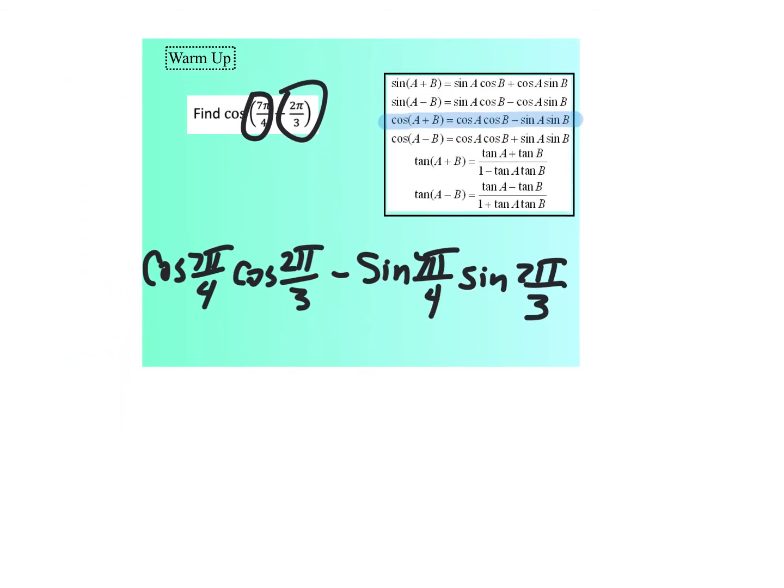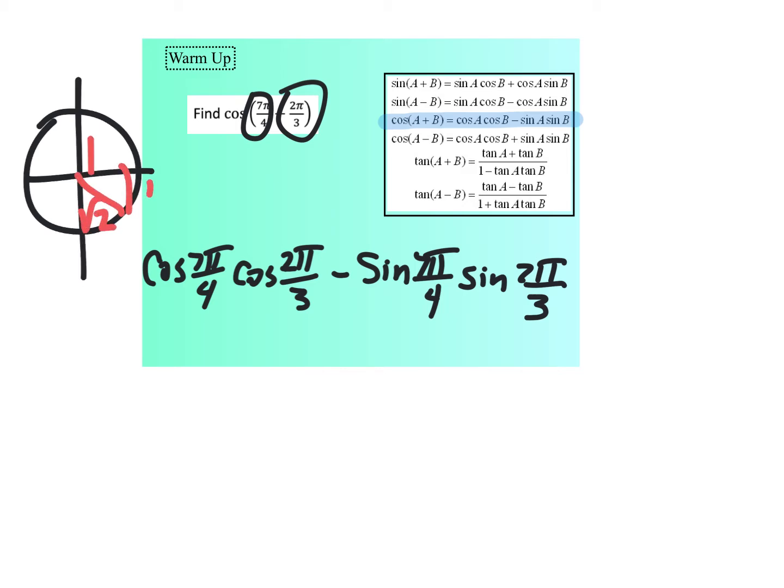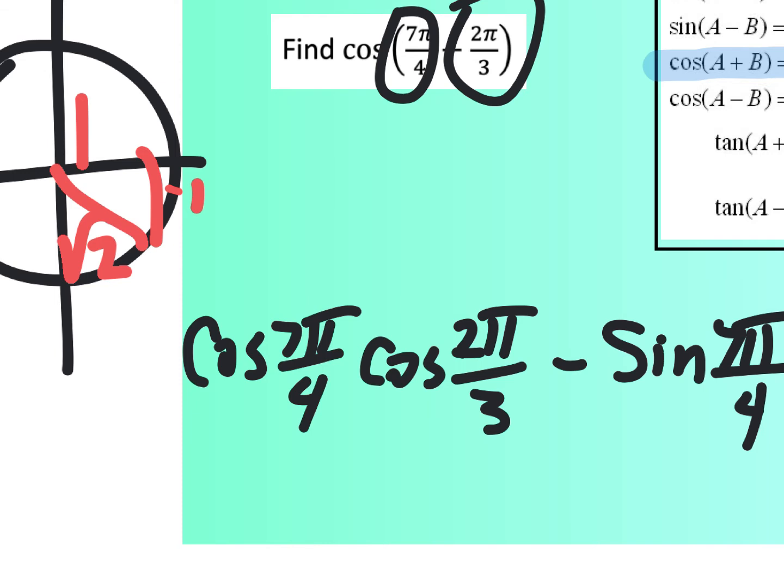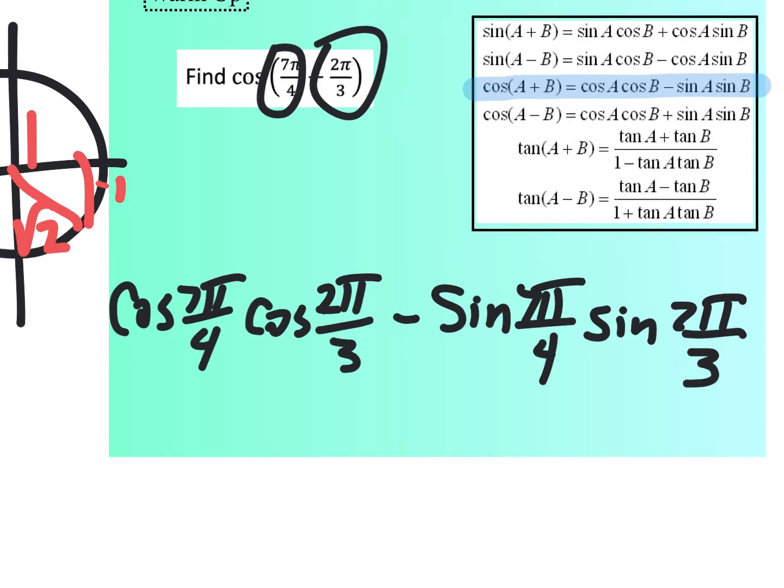So to do that, I'm going to put my 7 pi over 4 over here. And 7 pi over 4 would be right there. That is a 1, 1, root 2, but that's the most common mistake in circle trig: negatives. If you've got a negative right there, you're making a tiny little mistake in your problem. That's for 7 pi over 4.